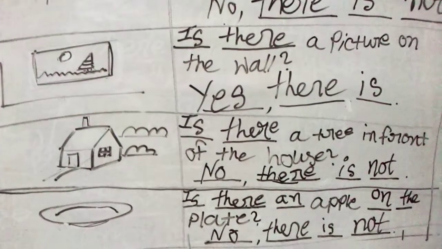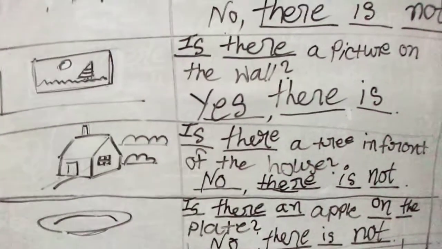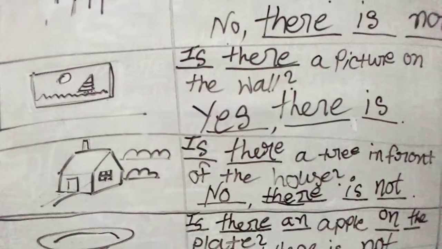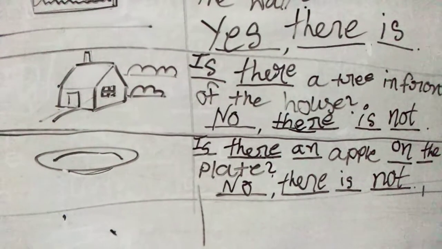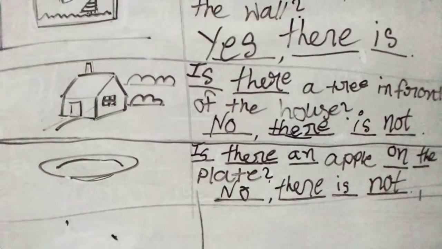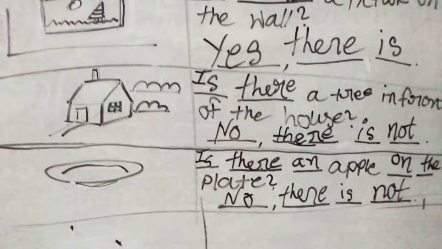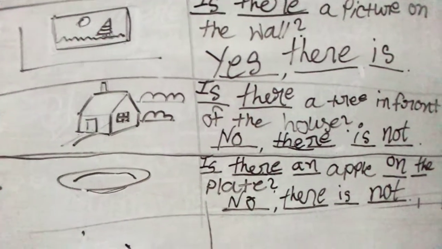Is there a tree in front of the house? No, I can't see any tree here, so no, there is not. Is there an apple on the plate? No, there is no apple. There is actually none of the fruits, let alone an apple. So no, there is not.